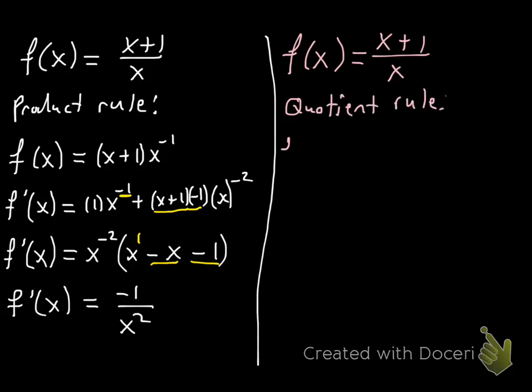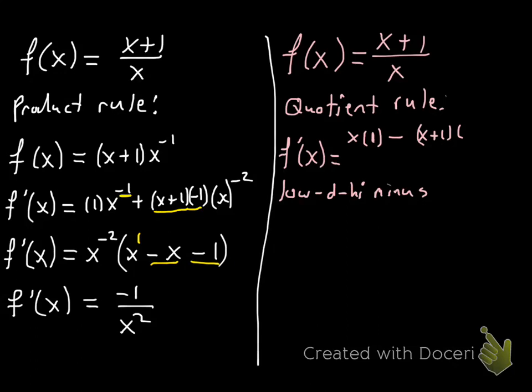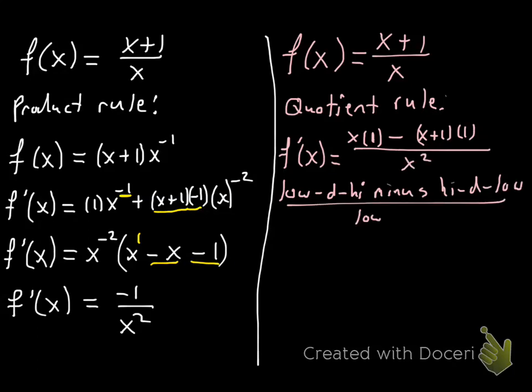Alright, and this one's set up to use the quotient rule pretty nicely because it's a quotient of two functions. So it's going to be the low function times the derivative of the high function. So the low function is x, the high function, its derivative is 1. X plus 1's derivative is just 1. Minus the high function, which is x plus 1, times the derivative of the low function. Derivative of x is just 1. So high d low, all over low squared. Okay?